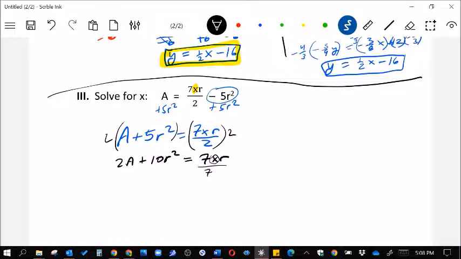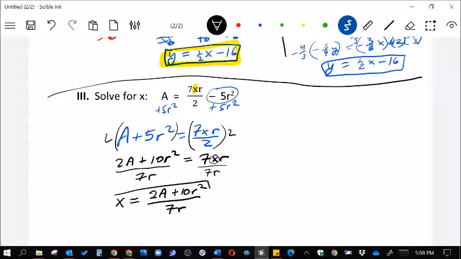Oh, except that there's going to be, because if I want the x by itself, I'm going to have to divide by 7 to cancel that out. I can also divide by the r. So I'll do 7 over r. Now I'm going to put the x first here. And so I have x equals 2a plus 10r squared over 7r. This would be an acceptable answer. However, if I were to put the 7r with both things, I'm going to get x equals 2a over 7r plus 10r over 7.